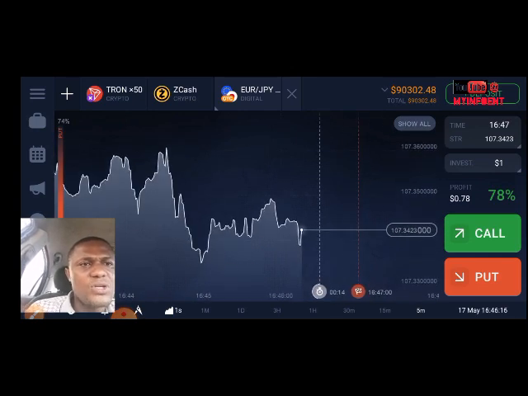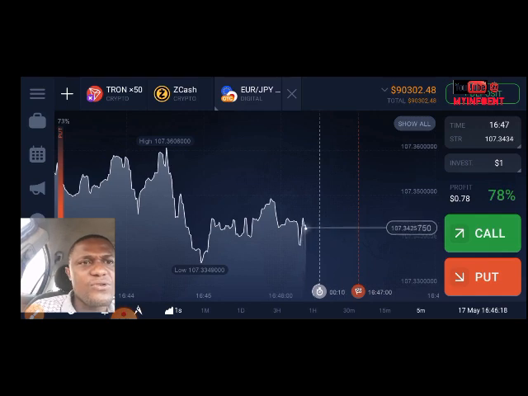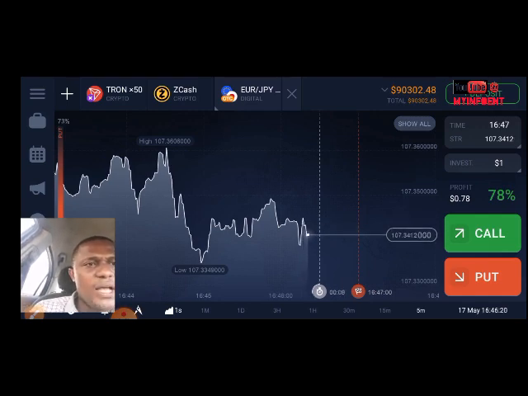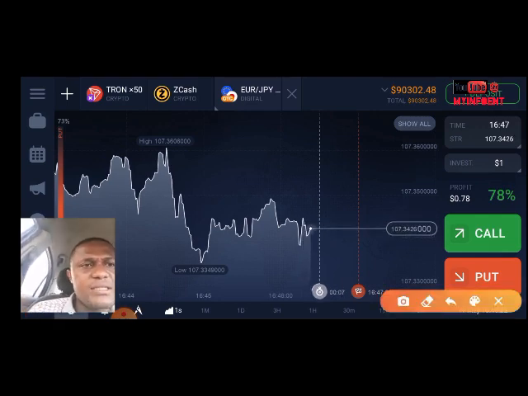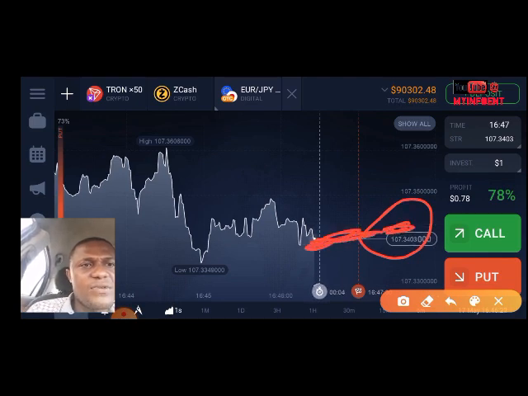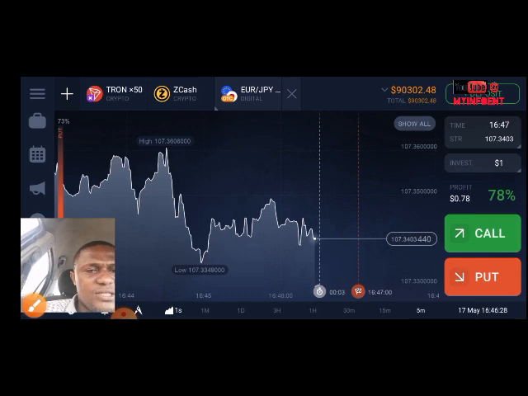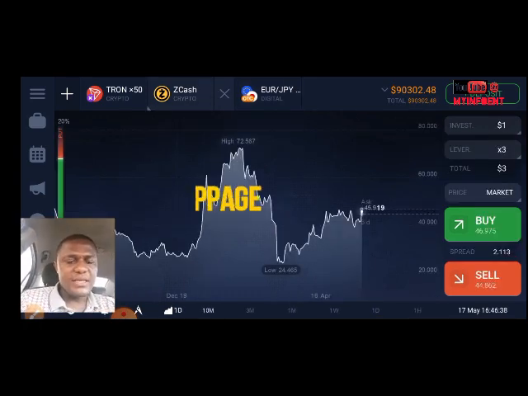So if you want to check the exchange rate of Euro USD, you just come here and look at it. This is the number that shows the exchange rate. That's the current price of that asset. So that's the exchange rate. The next one is slippage.